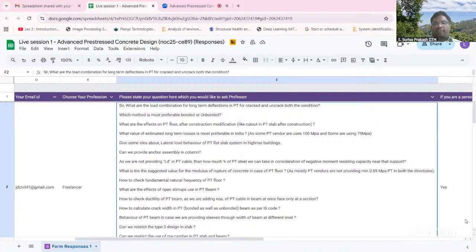100 megapascal seems to be reasonable. 75, in my opinion, seems to be less. But that again depends upon your concrete mix design, because if your concrete mix design has a lot of water, then you will have more long-term losses.